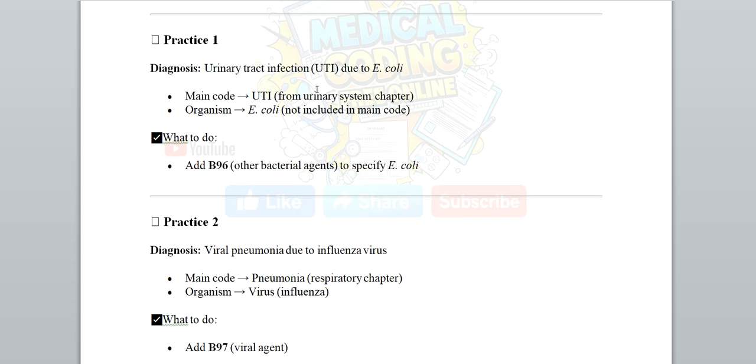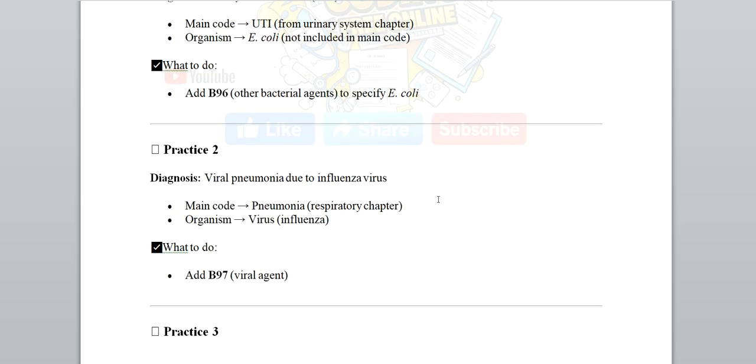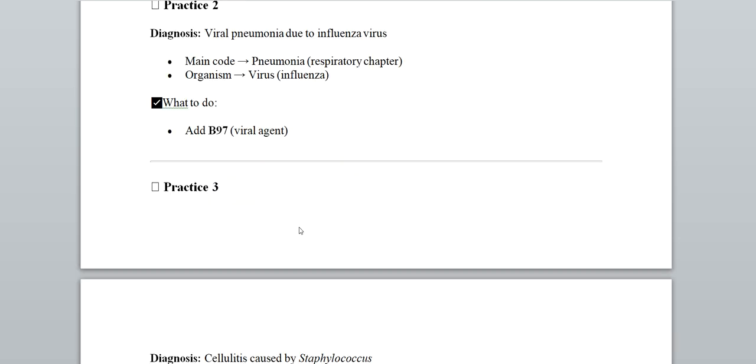Diagnosis: UTI, urinary tract infection due to E. coli. The main code is UTI from the urinary system chapter; the organism E. coli is not included in the main code. What to do? Add B96, other bacterial agents, to specify the E. coli. Second practice question: viral pneumonia due to influenza virus. The main code is pneumonia, and the organism is a virus, so add B97, viral agent.